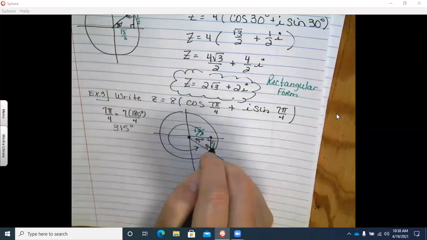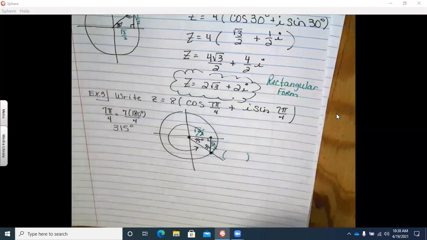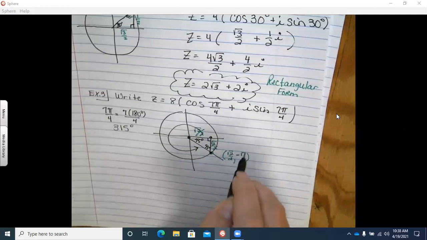But we're in quadrant 4, so the sign might be different for cosine or sine. We have to think about it. So what is the cosine? Square root of 2 over 2. And what's the sine? Negative square root of 2 over 2. Very good.